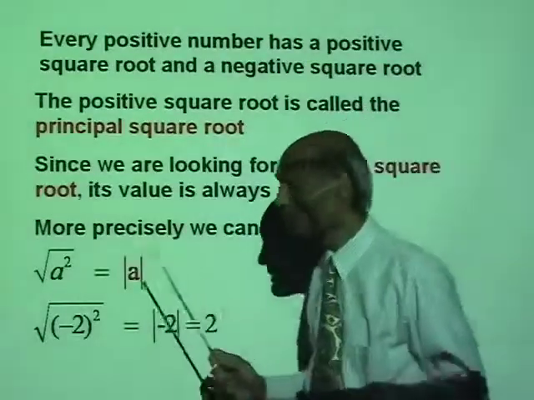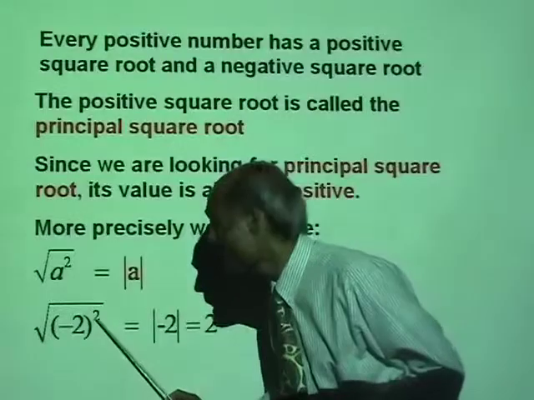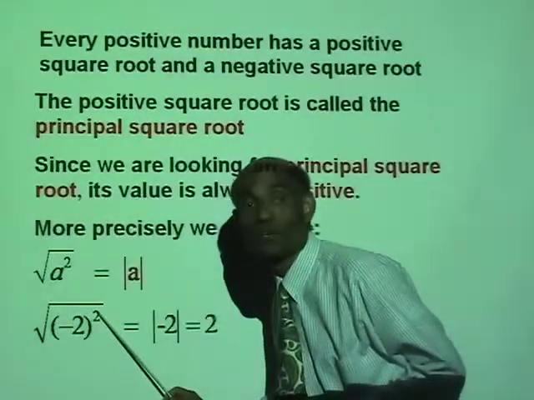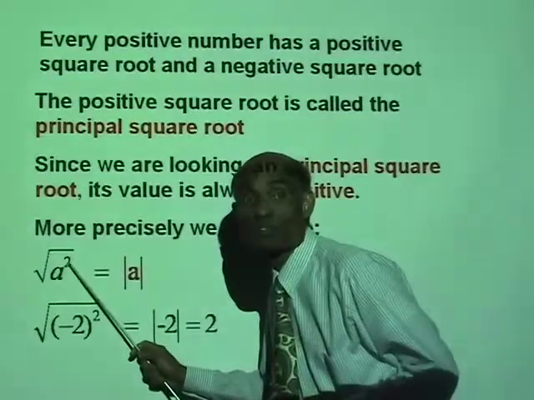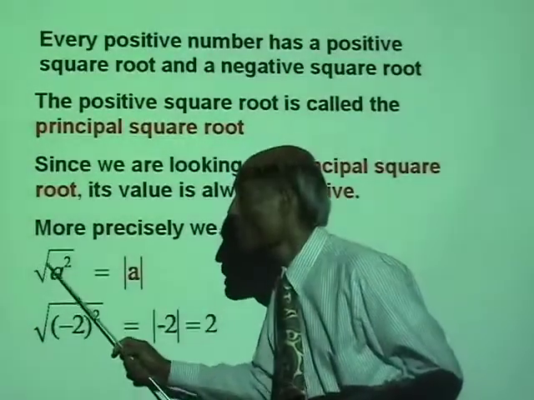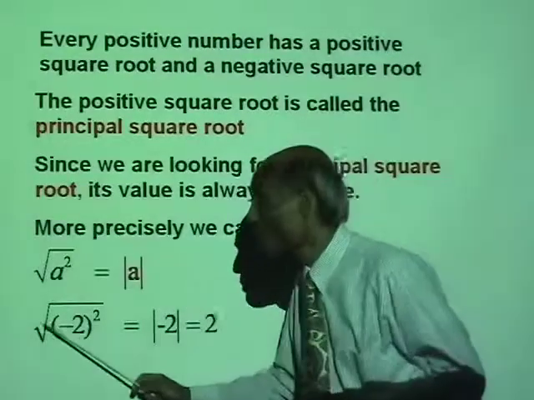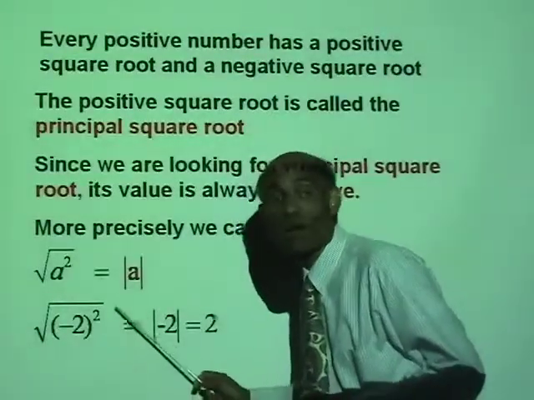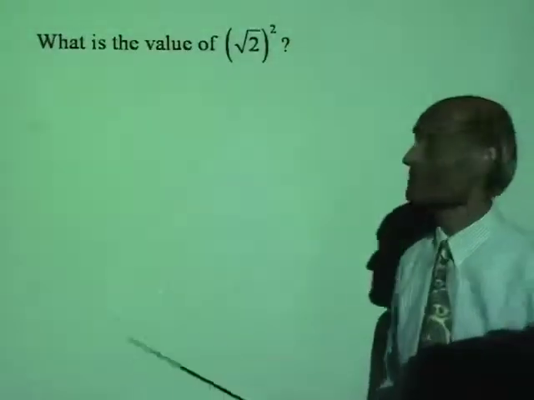Now, this also tells you that if you take the square root of a square, what is the result? Square root of a square, the square will disappear. Square root of a squared equal to a. Square root of 2 squared equal to 2, and so on.